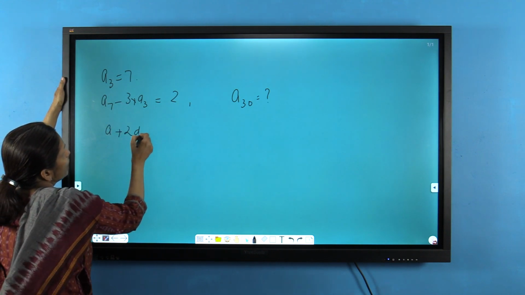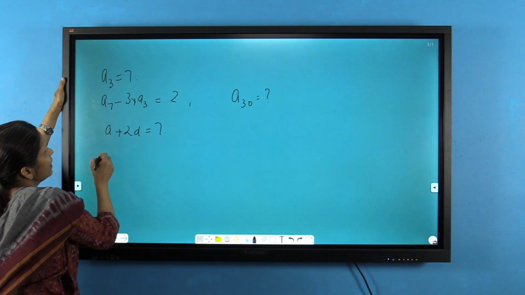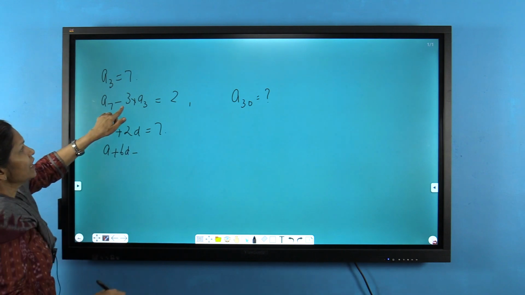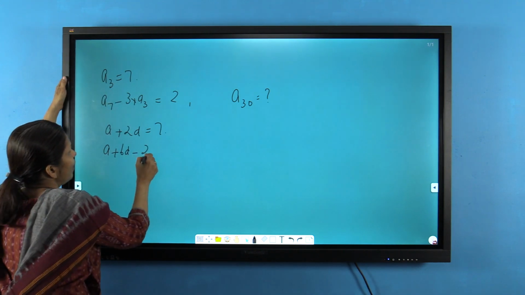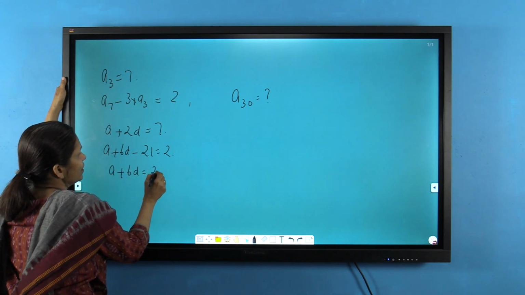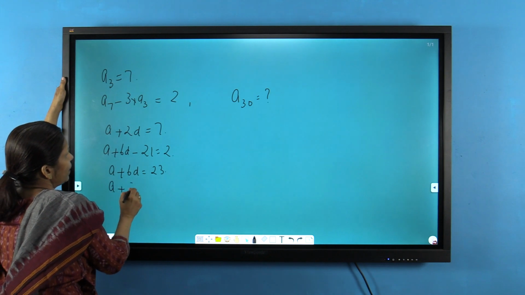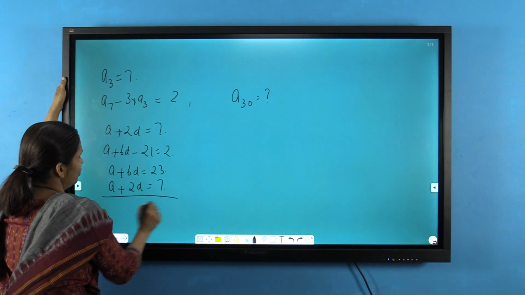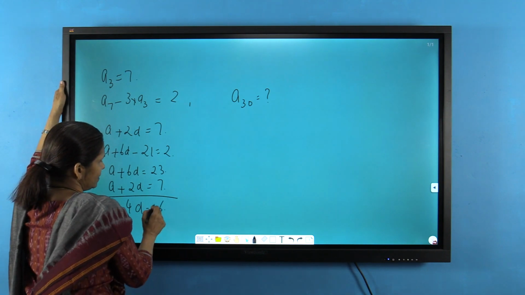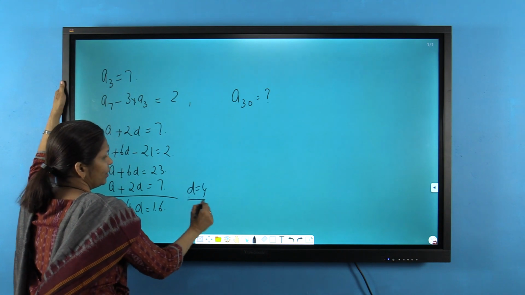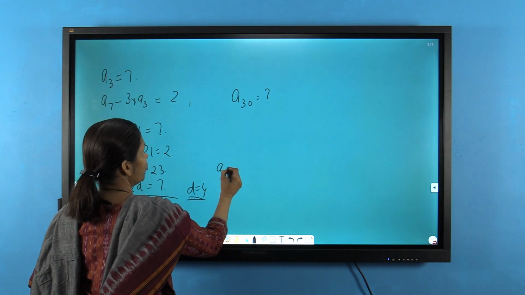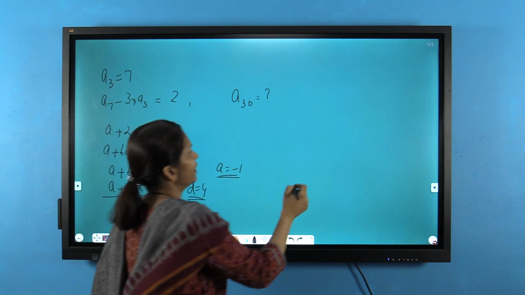A plus 2D, that is 7. What is A7? It is A plus 6D minus 3 into A3, that is 21, that is 2. So, this is A plus 6D is 23. Here you have A plus 2D is 7. You subtract, 4D is what? 16. D is 4. So, if you know D and if you know A, what would A be? A would be minus 1. You can find A30.